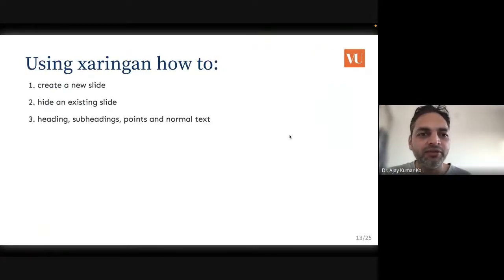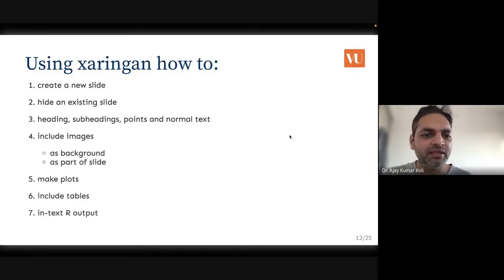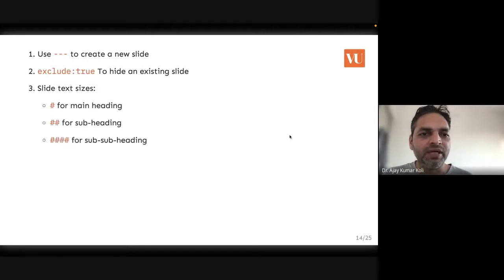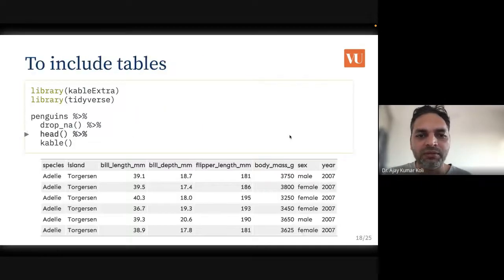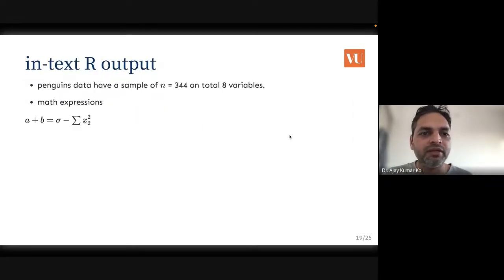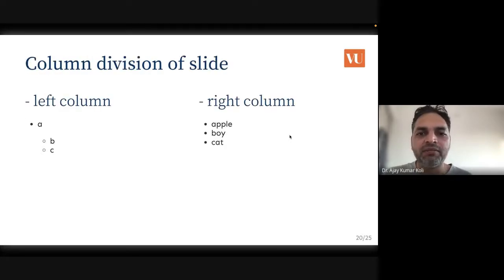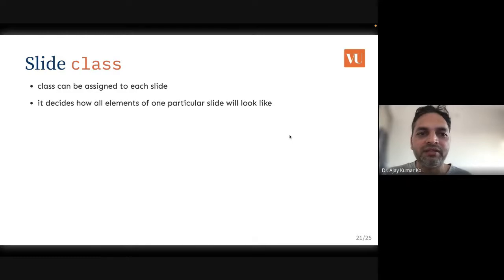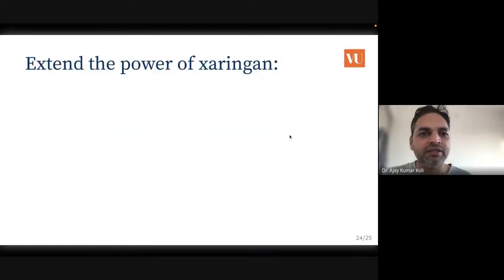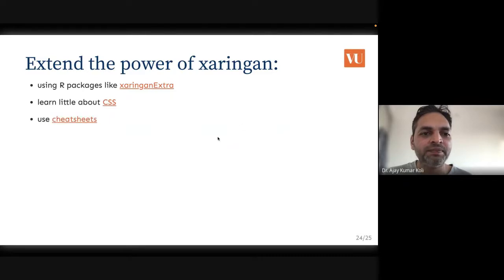How to make a new slide, hide the existing slide, we slipped, but it's okay, we can get it done next time. So most of the things we covered actually, right? Tables done, and math expressions done. Then left column, right column done, and slide classes done, and like left, right, and extend the power of xaringan by using xaringan Extra, CSS, and using the cheat sheets. Okay, I will share the slides and go through these cheat sheets as well. They are very helpful to learn about the R packages.